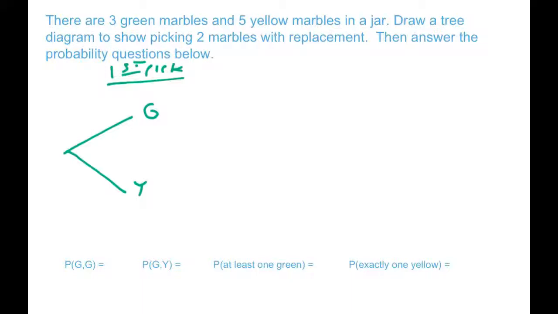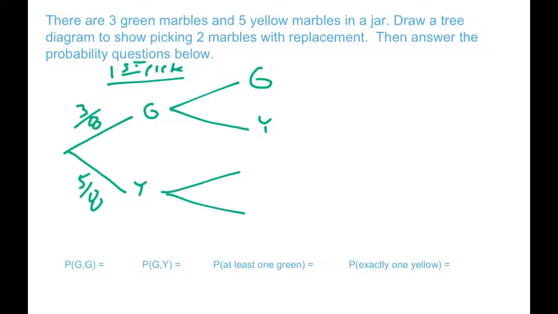I have 3 green out of 8 altogether, so that's 3/8. I have 5 yellow out of 8 altogether, that's 5/8. If I pick green on my first pick, on my second pick, I could still pick a green or a yellow. If I pick yellow on my first pick, I could still pick a green or a yellow.